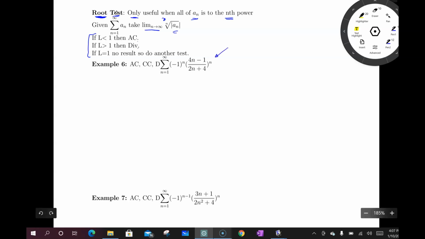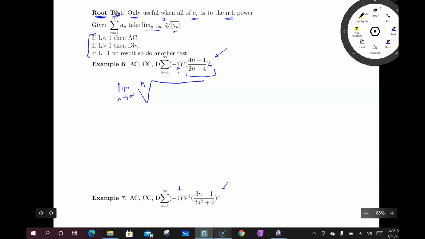So this is what I mean about everything being to the nth power. Since I'm taking the absolute value, it doesn't matter what power this is. Notice this -1 has an n minus 1. It doesn't matter, but it's the rest of the term being to the nth power. All right, so doing the root test.